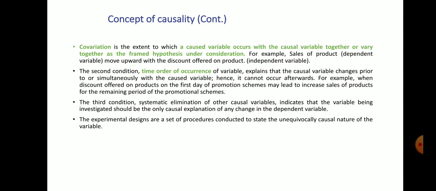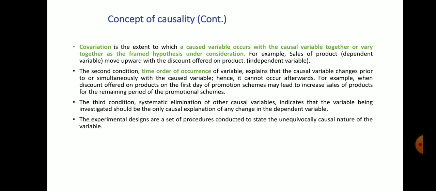Second, time order of occurrence. As the definition says, time order of occurrence means a change that takes place in the independent variable subsequently causes a change in the dependent variable. For example, a discount offered on a product on the first day of the promotion scheme may ultimately lead to increased sales of the product for the remaining period of time.